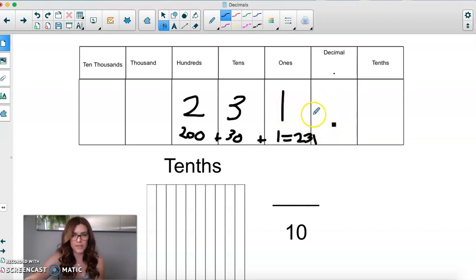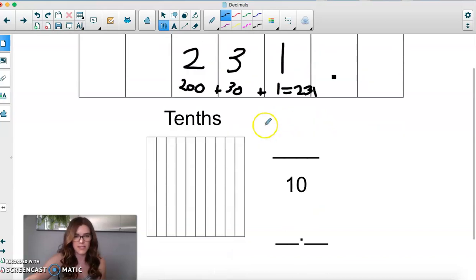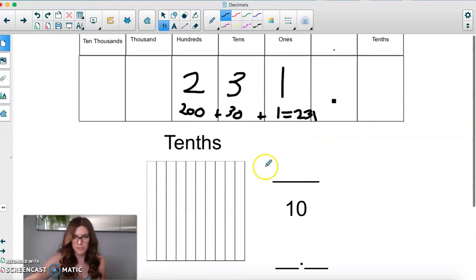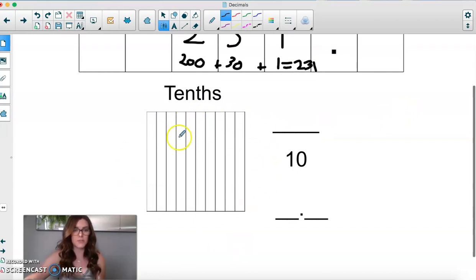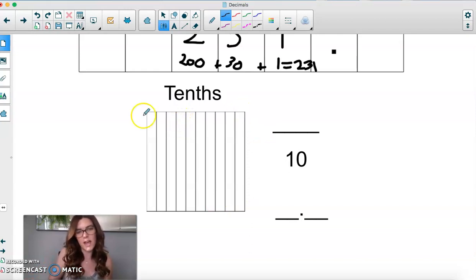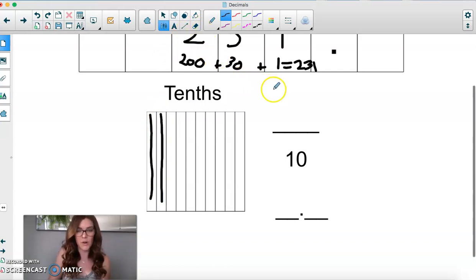Now, what we haven't learned yet is about the numbers to the right of the ones, the numbers that are after the decimal. So we're going to talk about tenths today, and that is the number to the right of a decimal. These numbers are 10 times smaller than the numbers in the ones place. They are broken up into 10 equal pieces called tenths. And if I were to have, let's say, 2 of those tenths, I could write that as a fraction, which we're all familiar with, 2/10.